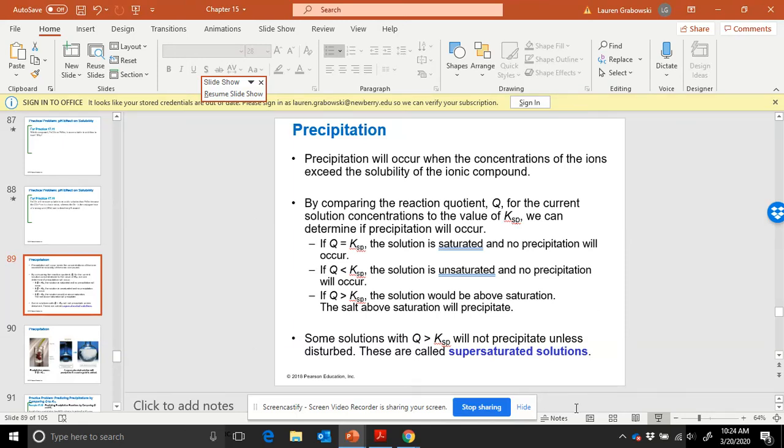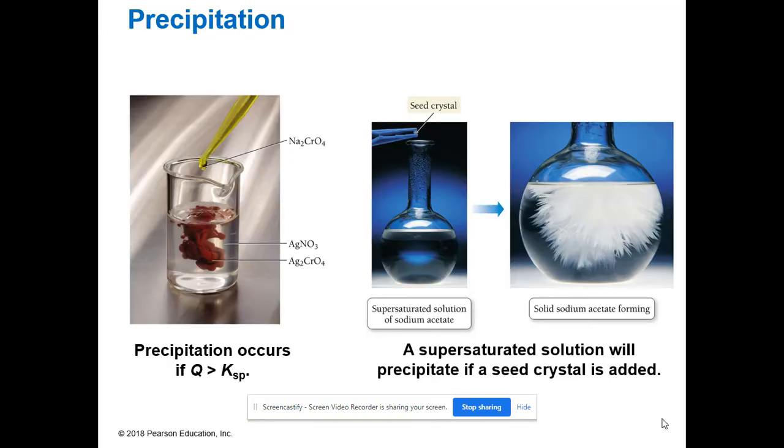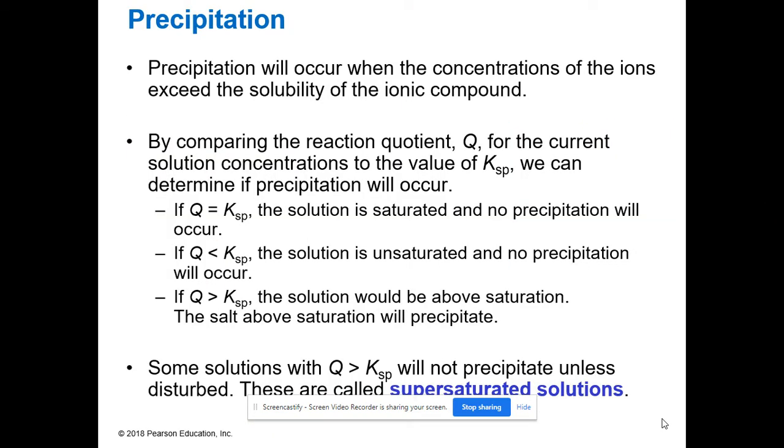Okay, students, let's talk about precipitation. So if we have something that is going to precipitate. In our last example, we knew that we could only dissolve 1.21 times 10 to the negative fifth moles per liter in our solution. If we were to add any extra than the solubility, we would end up getting a precipitate.